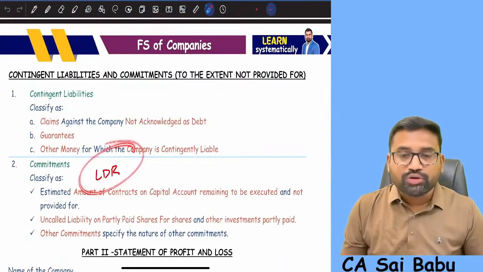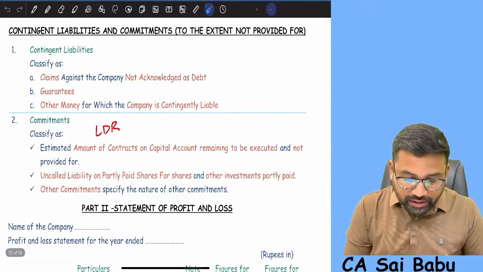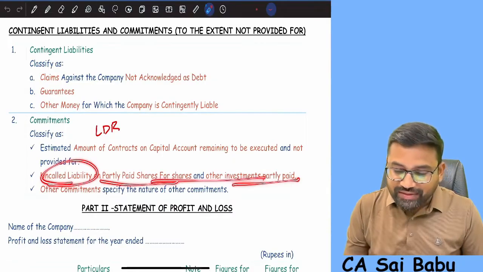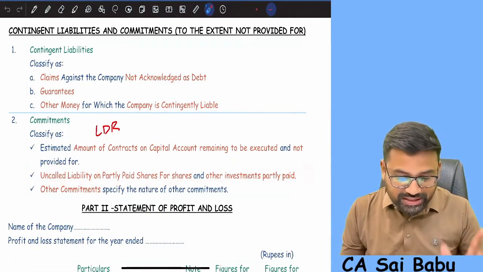Now commitments, I told you. Any unpaid, uncalled liability on partly paid up shares and other investments. Remember this item, this will be called commitment.